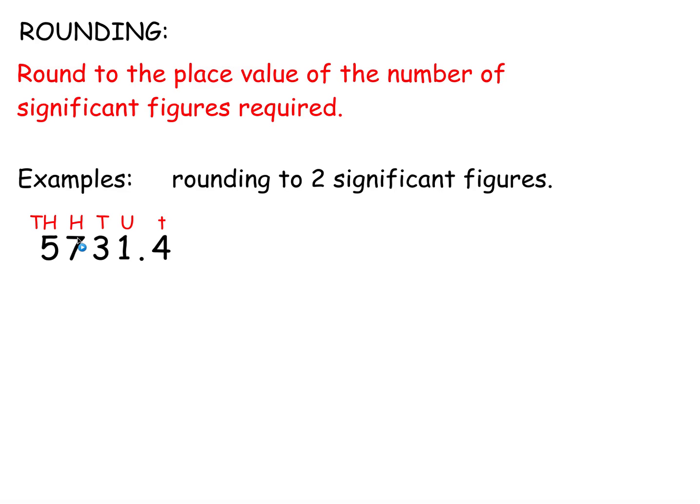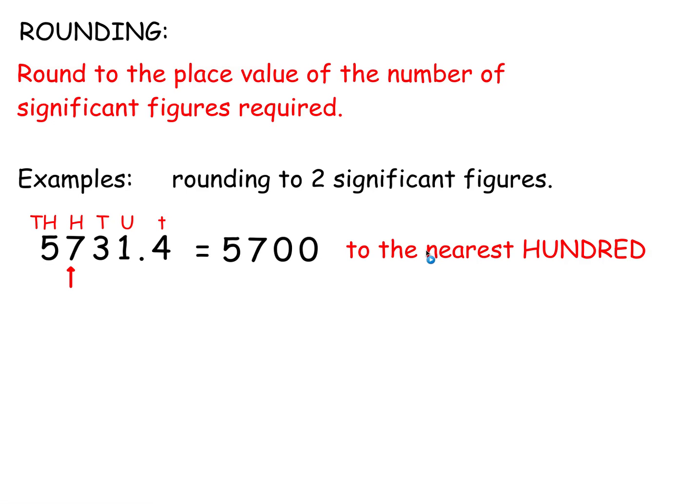It's equivalent to rounding this to the nearest 100. So you want to round off to that position, the nearest 100. That's 5700. Notice no tens, no units, but these are not significant figures because they're only telling you about place value. These are the two significant figures. So that's rounded to 2.